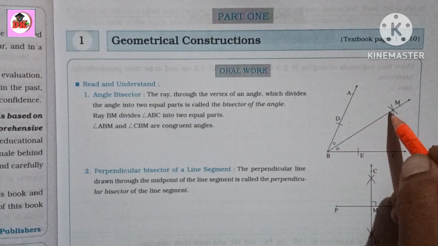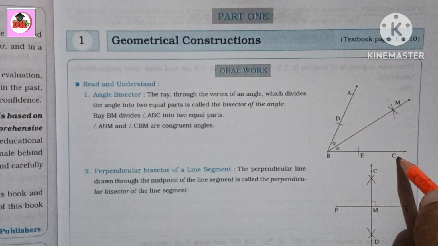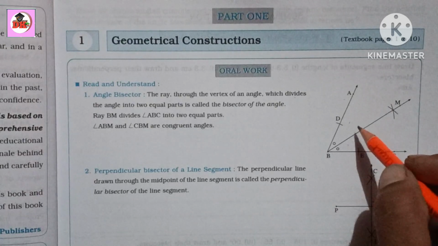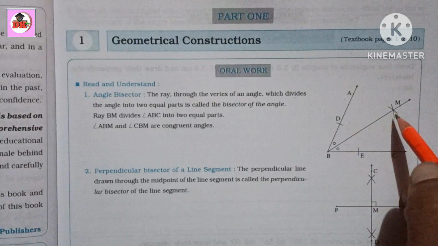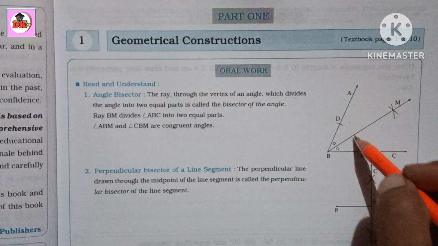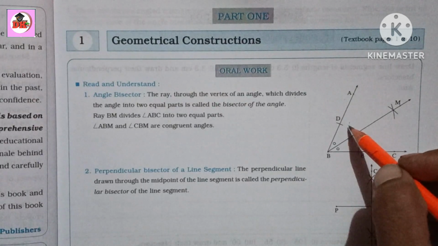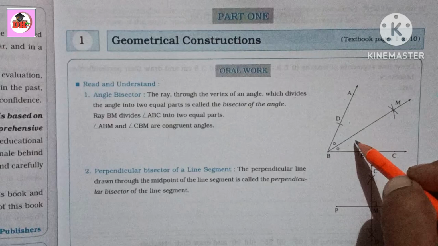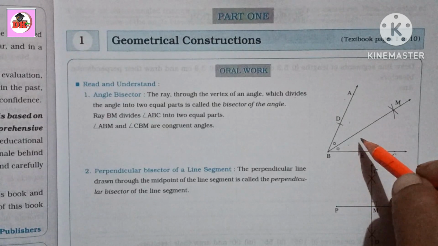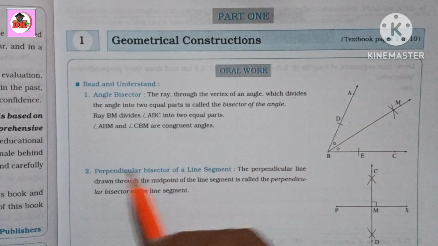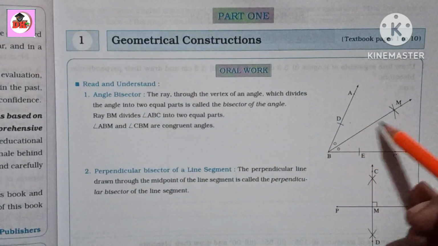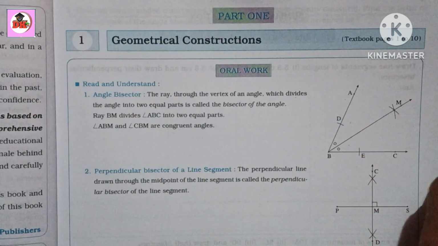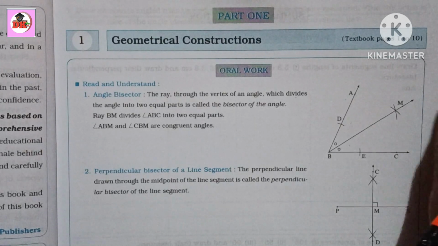Angle ABC is divided into two equal parts. Those equal parts are ABM and CBM. These two are equal angles, and we call these equal angles congruent angles. First, understand the angle bisector. Given an angle, you bisect it. How to bisect angles we will discuss next.